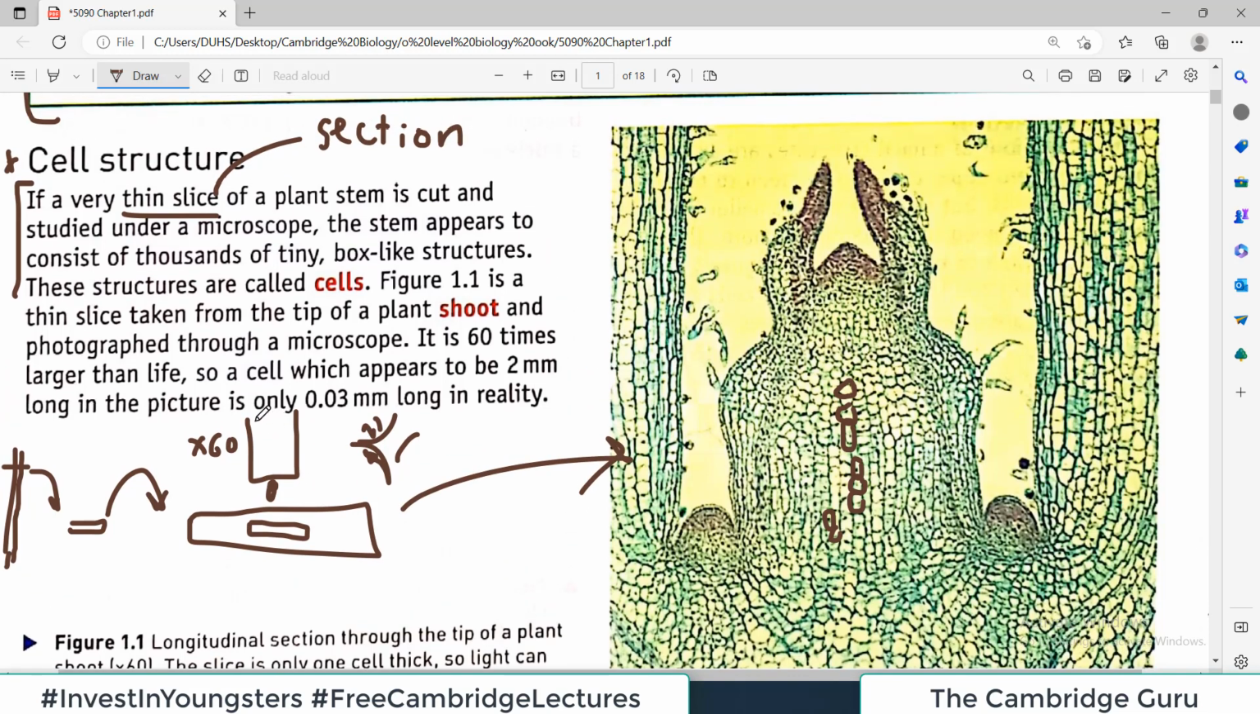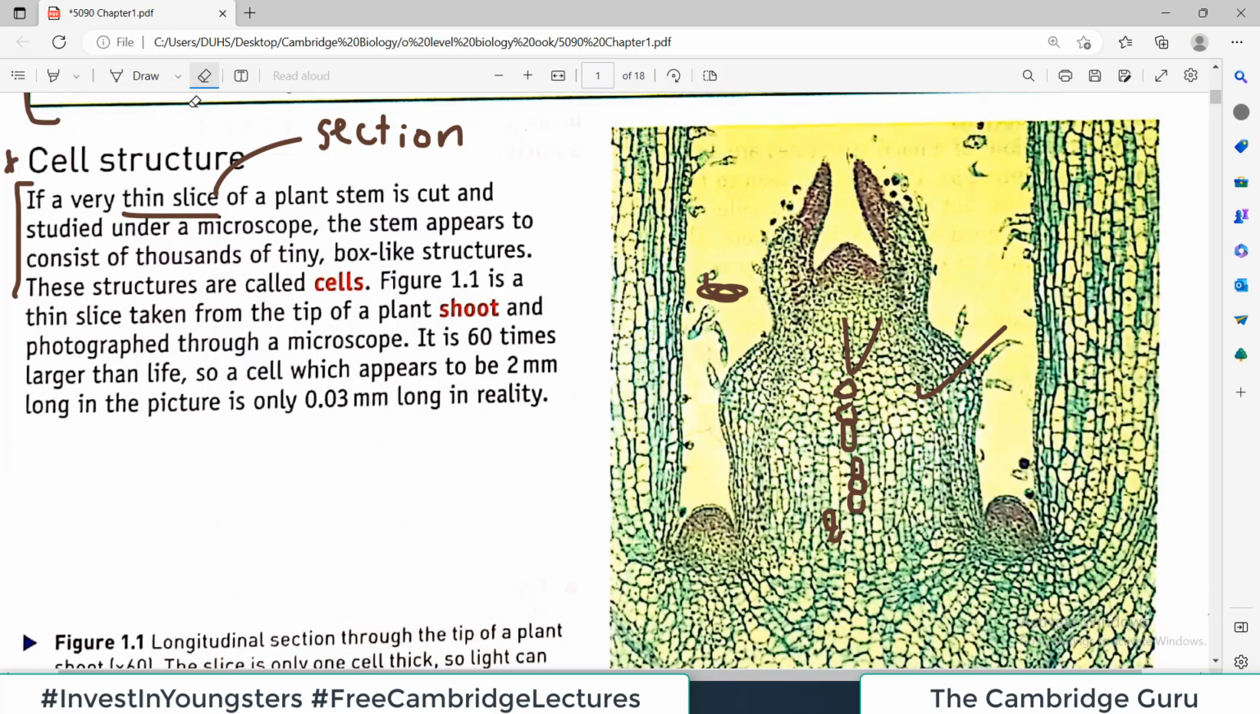So now if you look in the microscope, your eyes are not directly at the section, but your eyes are here and you're looking through the microscope, so you will see something like this, a lot of cells. Okay, so that's the basic concept of how this diagram is actually generated. Very good. So if you do not understand this concept, do not move ahead. Stop the video, see the video again.